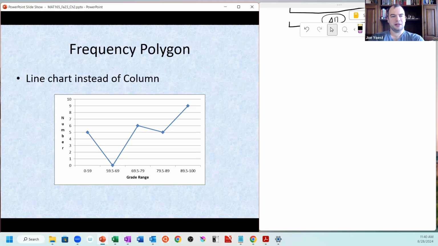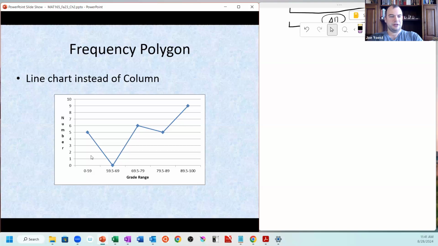Okay, so what are some other options we have? What are some other graphical techniques we have? Well, we could draw what everybody in the world calls a line chart. For some reason, some books call it a frequency polygon, but it's basically just a line chart, a line graph.